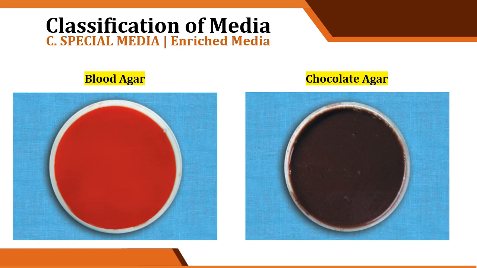So let's look at an example of an enriched media: blood agar and chocolate agar. Many medically important bacteria are fastidious, so they require a medium that is even richer than nutrient agar. One example of that is blood agar. We use blood agar for isolation of streptococci, pneumococci, and Haemophilus.